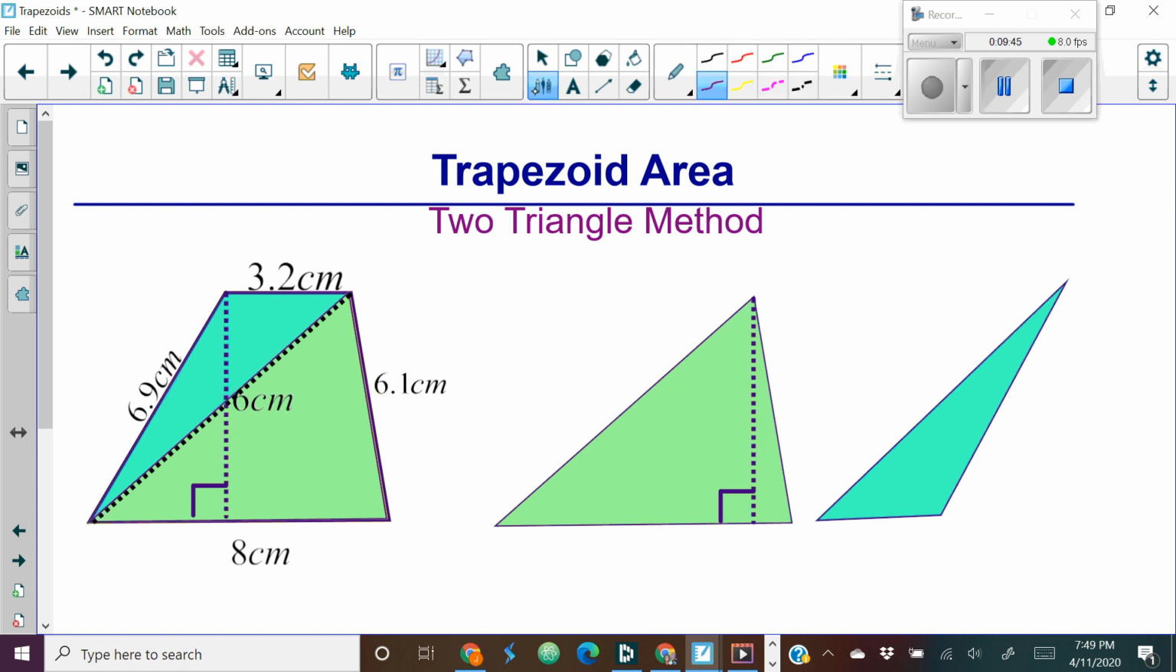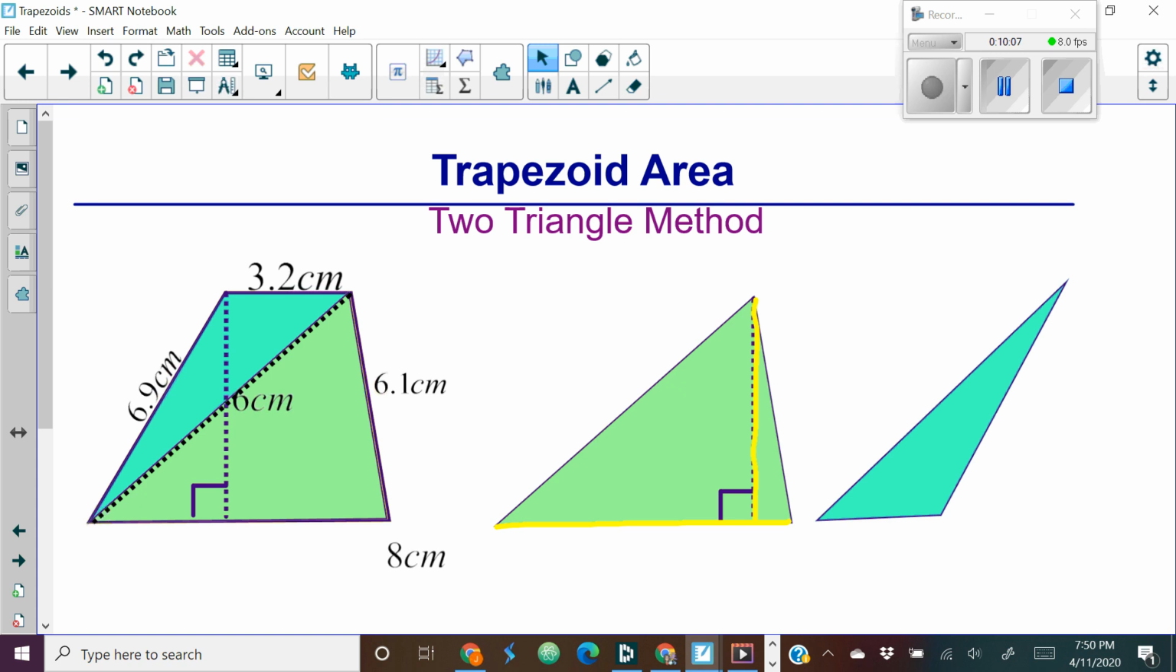So remember, when we practice triangle area, I suggested that you always highlight the 2 parts of the triangle that form the right angle, so you know what values to use to find triangle area. And so on the green triangle, I need that whole base length of 8. And I need the height value of 6.